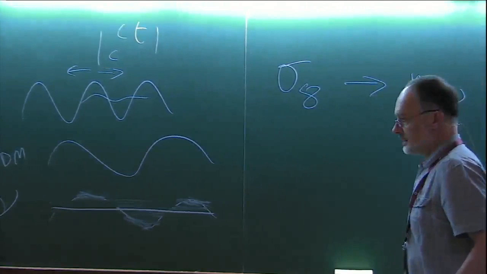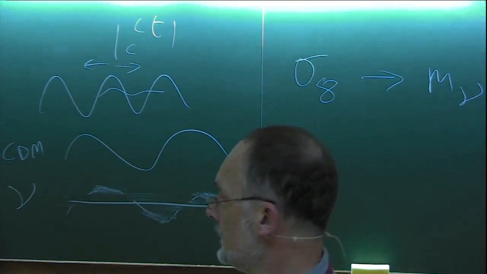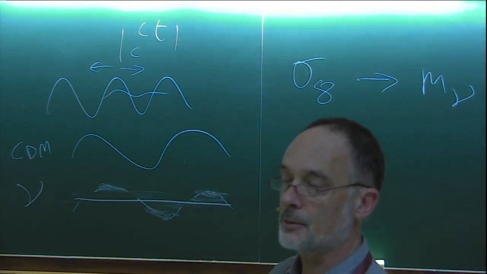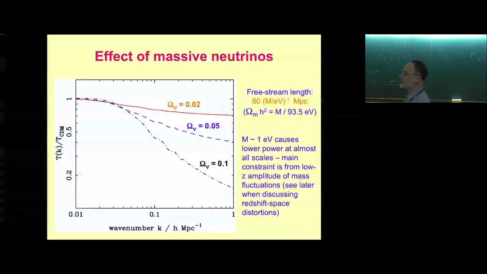So effectively, if we knew sigma 8 very accurately, we would be able to have some diagnostic of neutrinos. And so this really means that we need a probe that's sensitive to the overall amplitude of mass fluctuations. And that comes in the next lecture when I talk about redshift space distortions.